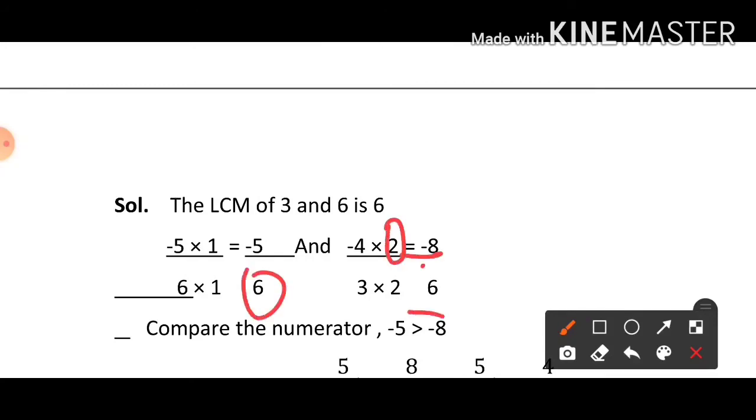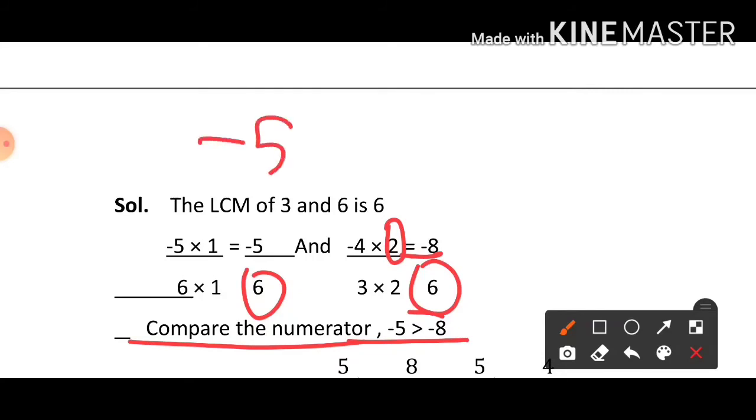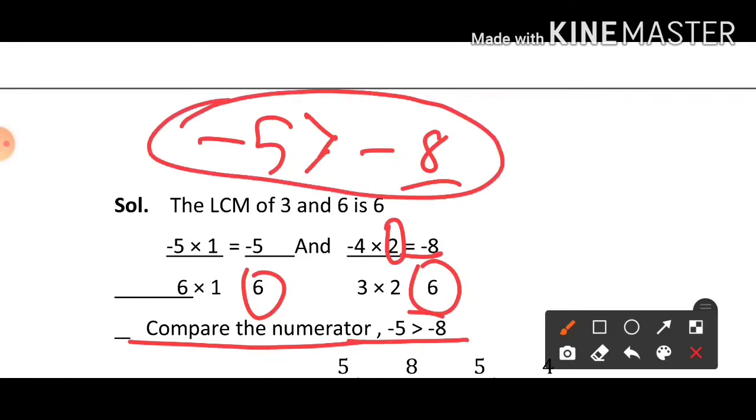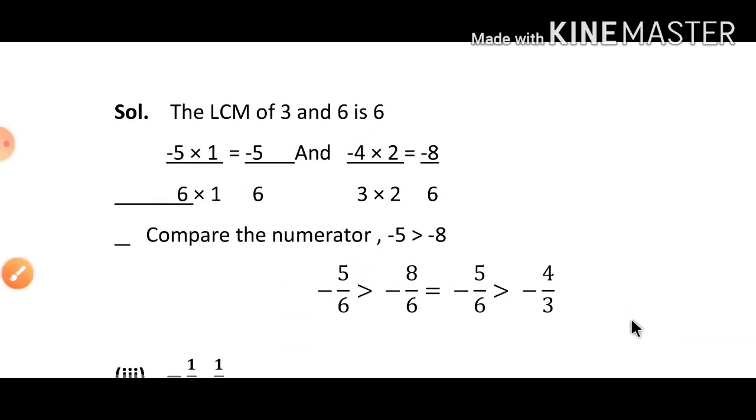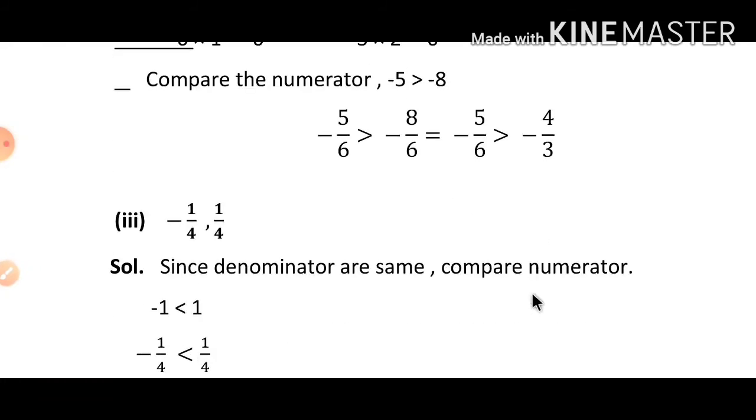Now you can see that here the denominator is 6, the same, so they are now like fractions. Now compare the numerators, minus 5 and minus 8. And we know that among negative numbers, the smaller number is always greater than the larger number. It means minus 5 is greater than minus 8. So you can see that minus 5 by 6 is greater than minus 8 by 6, or minus 5 by 6 is greater than minus 4 by 3.